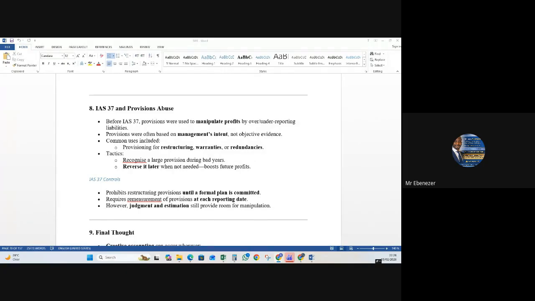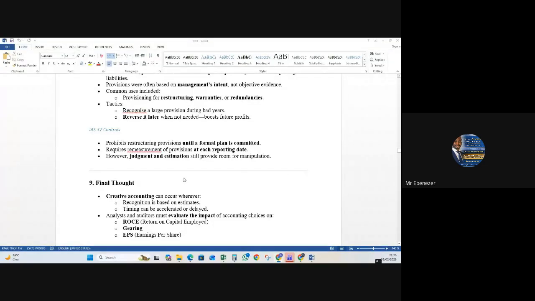Now, IAS 37 controls restructuring provisions. It prohibits restructuring provisions until a formal plan is committed. So you can't recognize a restructuring provision until there is a plan for it.